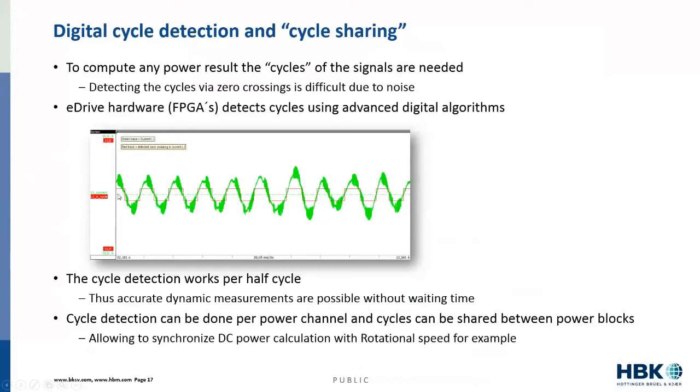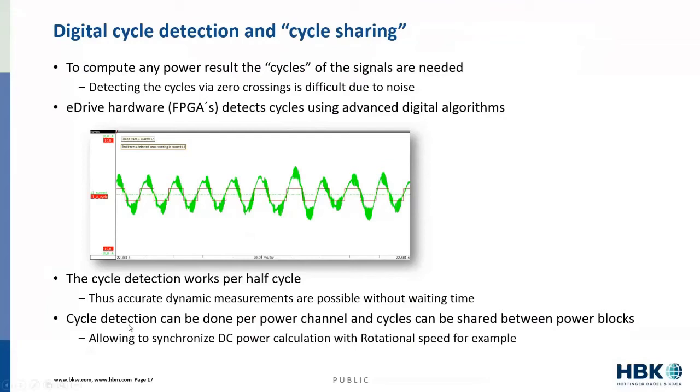What we do with the cycle detection is actually look for level crossings. So the example you're seeing here, the green trace is a current signal, and the red square wave trace you see is the result of doing a cycle detect on that trace. So we use advanced digital algorithms to do that cycle detect, and the user can decide, do I want my calculation results based on a half cycle, a full cycle, or multiple cycles? And you can go from there.